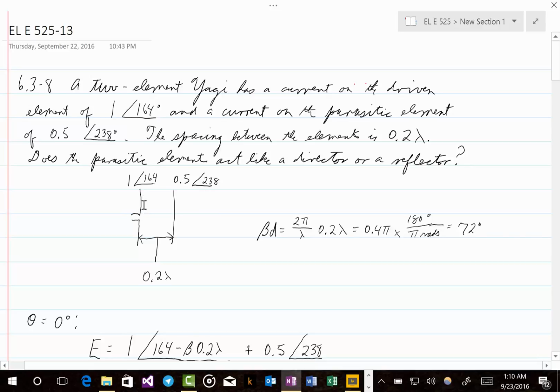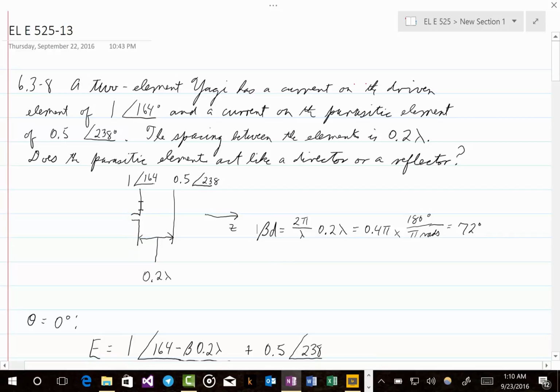So you might say, with respect to the driven element, the parasitic element is in the theta equals 0 degrees direction. As in our previous problems, we're thinking of this as being the z-axis, and so the parasitic element is relative to the driven element in the positive z direction, or in the theta equals 0 degree direction. And of course, the opposite direction would be the theta equals 180 degree direction.